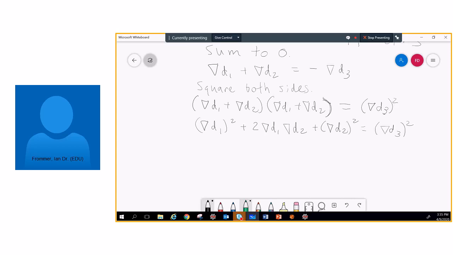All right, so then we get some simplifications. Anybody know a quick simplification on here? On the left-hand side, there's a couple of things we can simplify.